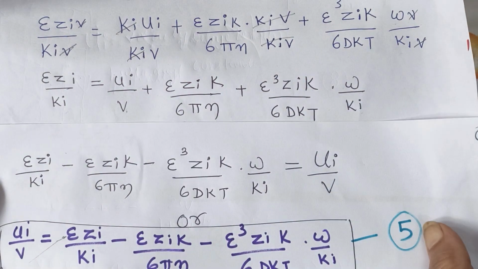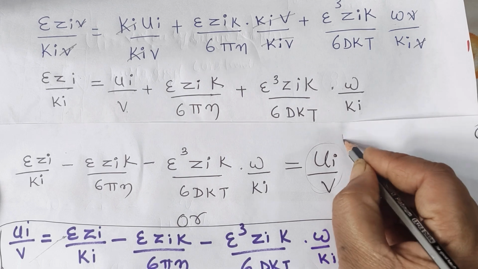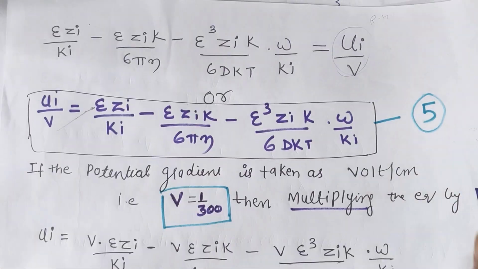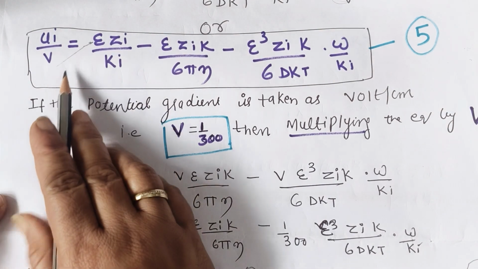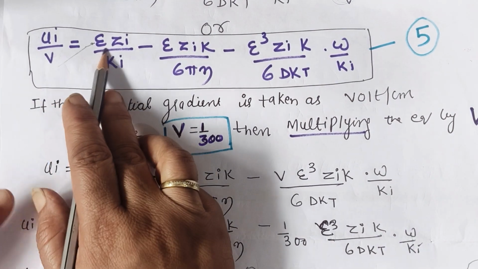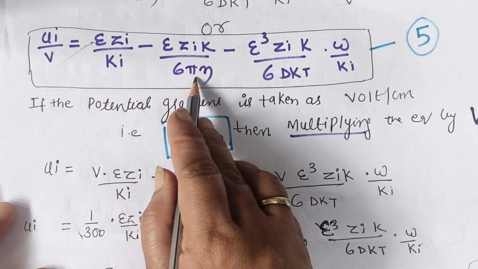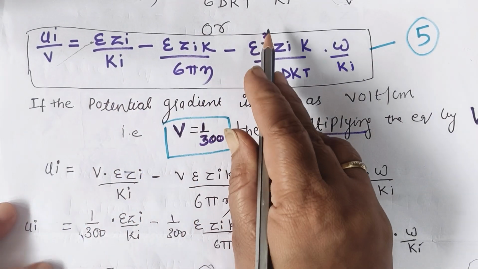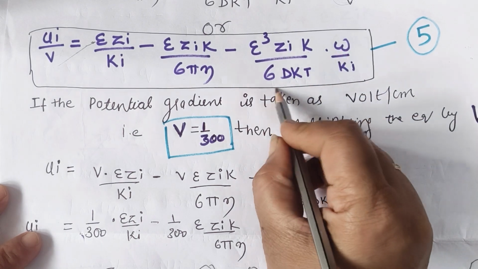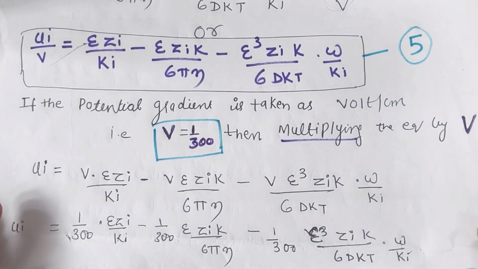Now this is in the right-hand side, so all these terms we will bring to the left-hand side, there is no issue. Just rearranging, you will have ui by v equals epsilon zi by ki minus epsilon zik by 6 pi eta minus epsilon cube zik w by ki by 6 dkt. So this is equation number 5. This is very important.